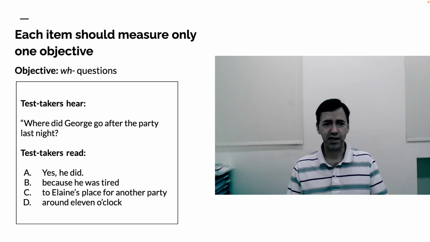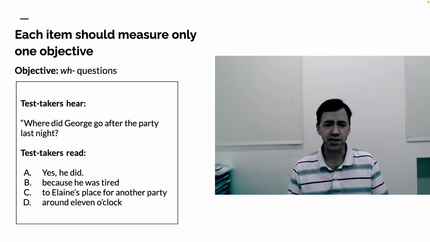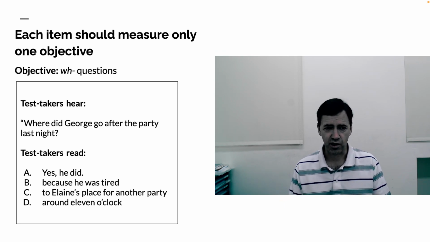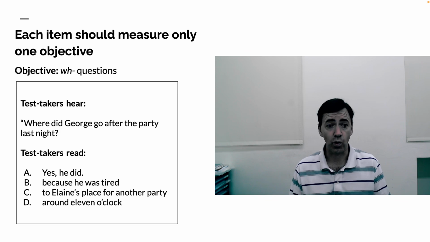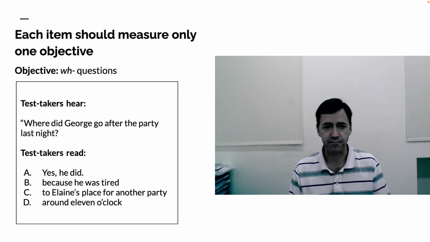Okay, the first one is that each item should measure only one objective. So let's have a look. Now, on every single page where I do this, you should pause the video and really look at this question before I talk about it and ask yourself, what do you think? Do you think it's well done or not? And then start your video again and listen to what I say and see if you were thinking in the same way as me.